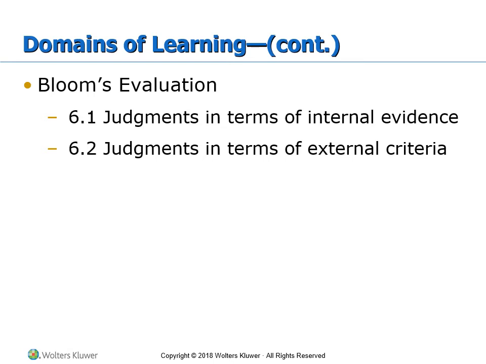And so then at our final level of evaluation, we have judgments in terms of internal evidence and judgments in terms of external criteria. So again, could you read an article and then evaluate its accuracy, evaluate its logical argument? So again, you're using those lower level skills of those relationships, those definitions, and you're now incorporating all of them into making an evaluation.